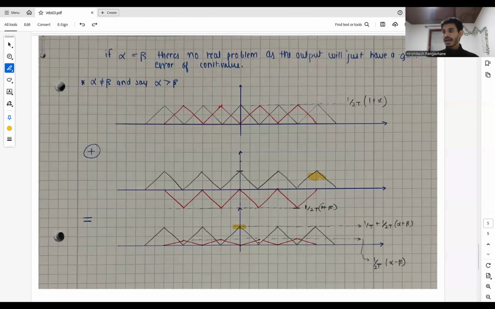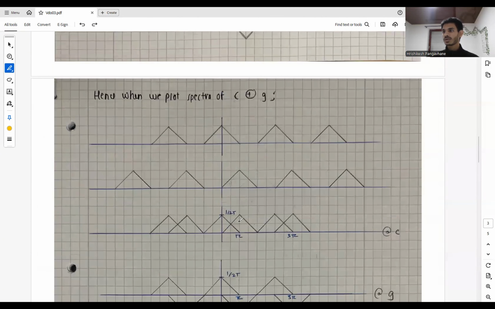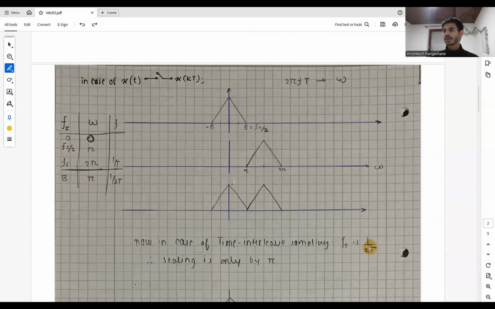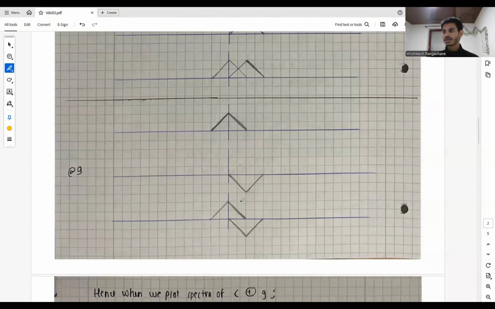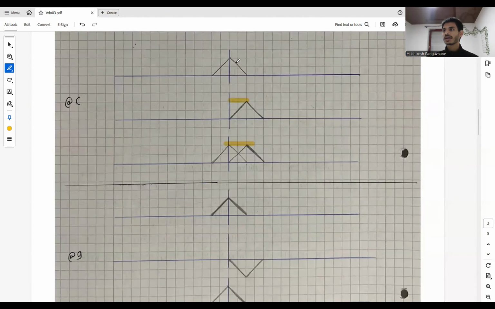Because when we analyzed this for our simple system, over here, this was nothing but 1 by t. But then when we reduced our sampling rate to fs by 2, it got converted to 1 by 2t. And then when we add it again, it goes to 1 by t. Yeah, got it. Perfect.